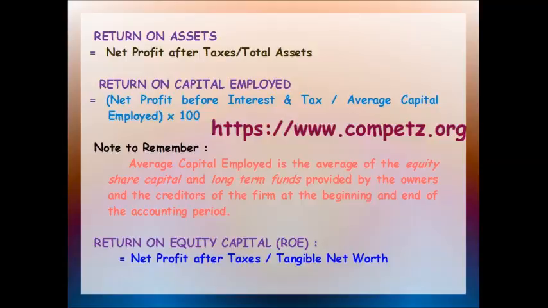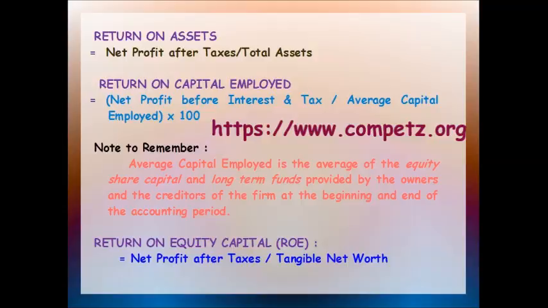Next ratio to calculate is your return on capital employed. How much is the return on your capital employed? So net profit before interest and tax, PBIT is being called in short form. Before deducting interest and tax, what is the net profit? That amount we have to take in the numerator, divided by your average capital employed, multiplied by 100.